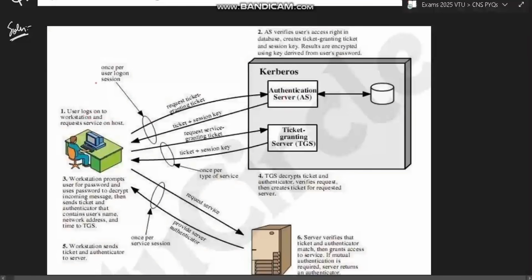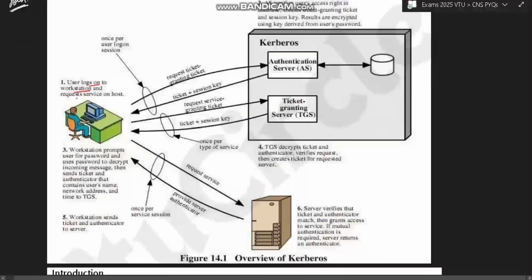Okay, so the first step is the user logs onto the workstation and requests services on the host. The user has logged in and requires a service on the host. So the first step is requesting a ticket granting ticket for that service. It goes to the authentication server, and from the database the server's information is taken and kept here. After that, the ticket plus the session key is sent back to the user.